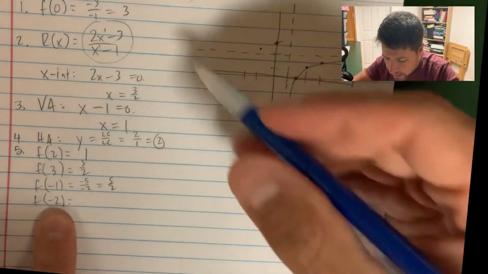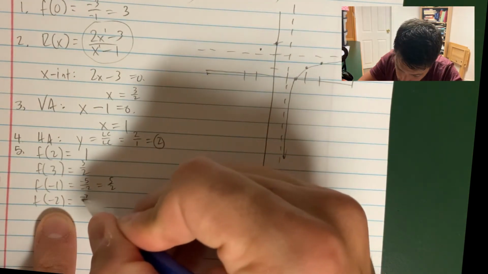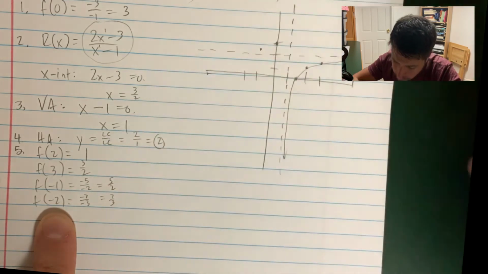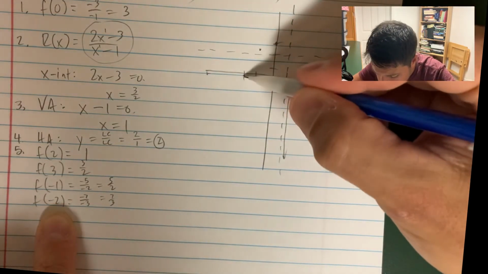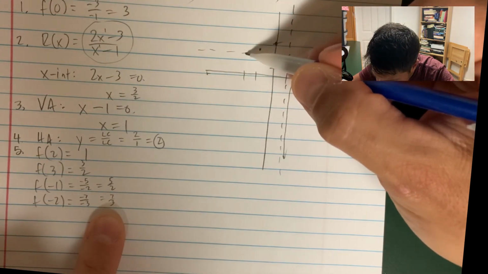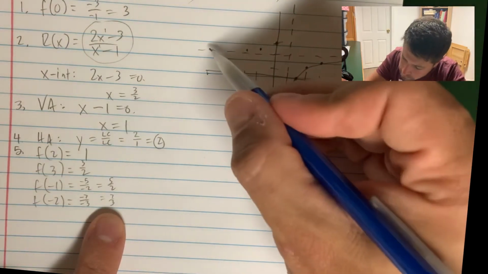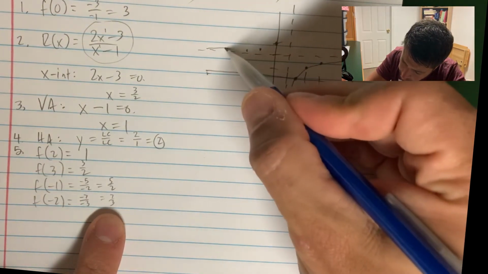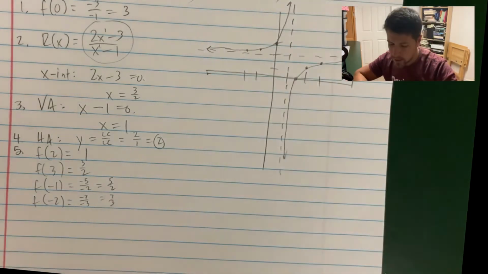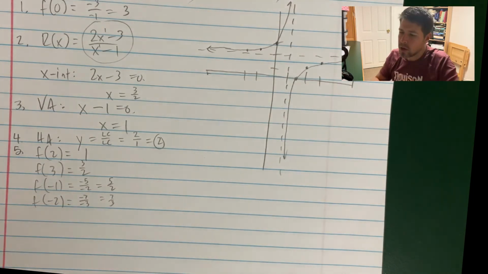And then finally, -2 plugged in is going to be -4 minus 3 is -7, over -2 minus 1 is -3. Let's call that 7/3. So -2, 7/3 is about 2 1/3. Remember my horizontal asymptote is at 2. My 1/3 is just going to be a little bit more. And we're going to connect these with a branch that looks something like this to get closer and closer to that.